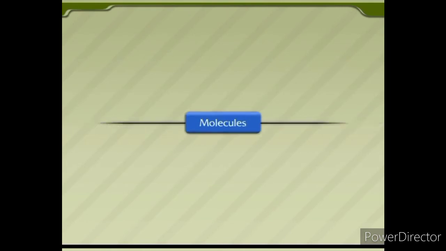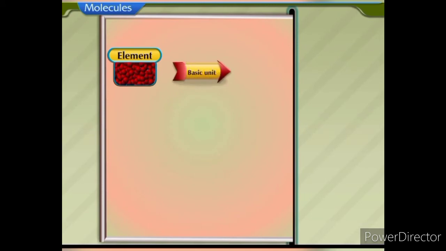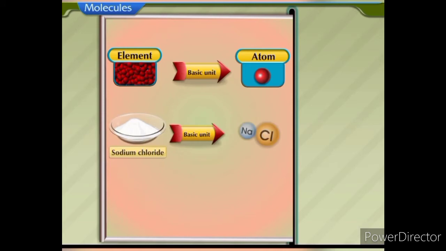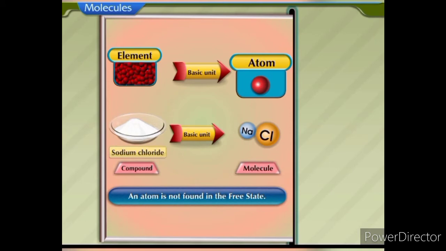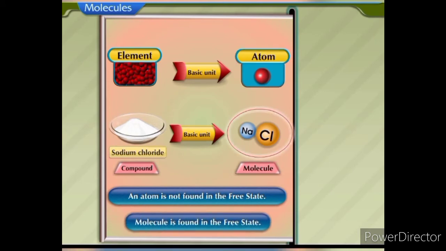Molecules. As the basic unit of an element is an atom, similarly, the basic unit of a compound is a molecule. An atom is not found in the free state, but a molecule is found in the free state. A molecule is made up of two or more identical or different atoms of elements.